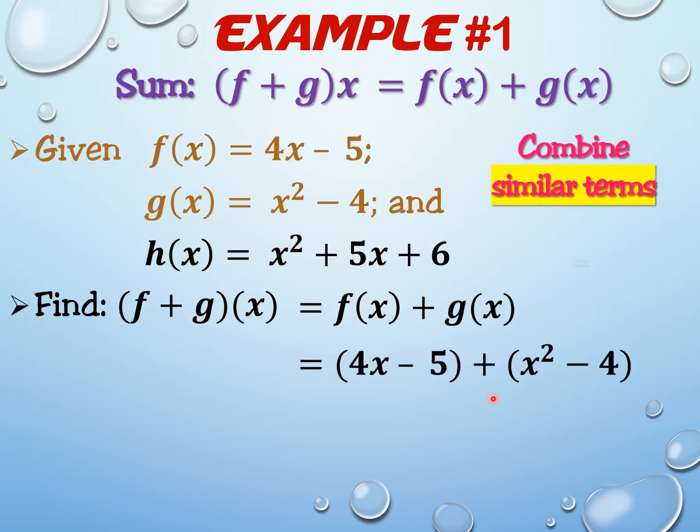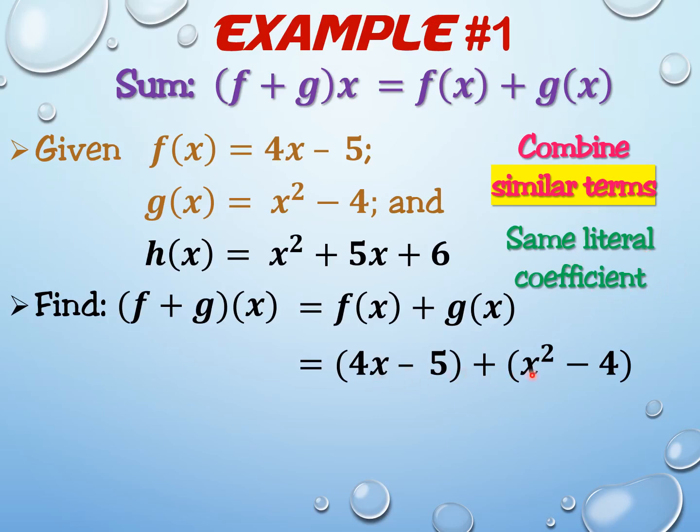When we say similar terms, these are terms with the same literal coefficients or letters or variables, and they should have the same exponent. So in our given, you have here x squared and x. They have the same letter, which is x, but they don't have the same exponent. This one is 2, this one has an exponent of 1, so you cannot combine them. So you can only combine those terms that have the same variable and the same exponent.